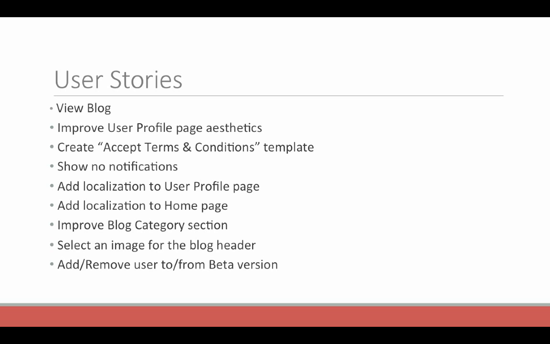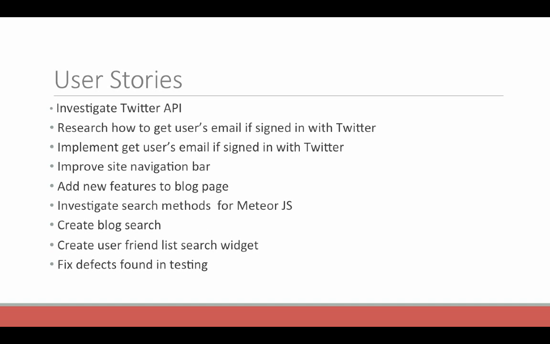user to from beta version, investigate Twitter API, research how to get users' email if signing with Twitter, implement get user email if signing with Twitter, improve site navigation bar, add new feature to blog page, investigate search method for Meteor.js, create blog search, create user-friendly search widget, and fix all the defects found during testing.